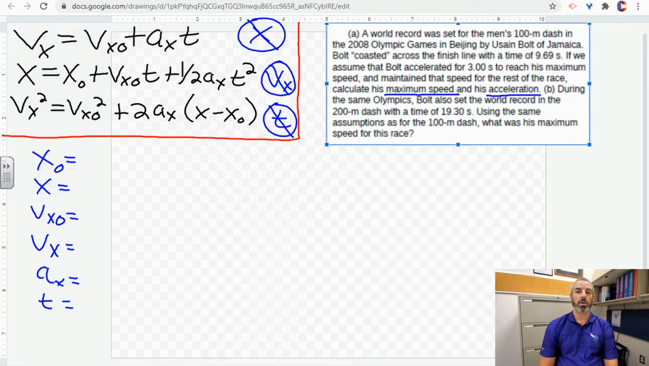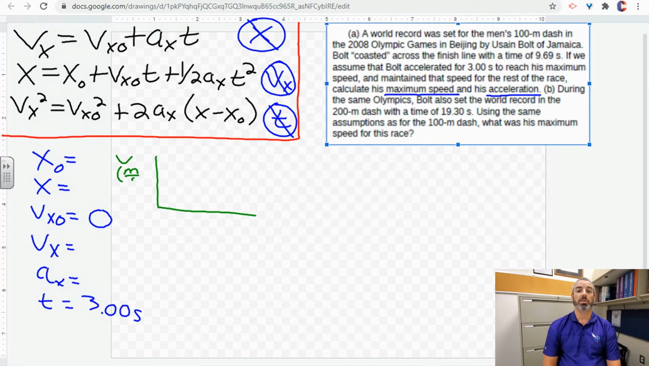So we can see here that we're looking for the maximum speed and the acceleration of Usain Bolt when he began the race and accelerated for the first 3 seconds of the race. We know that his initial velocity is 0. Now the problem is I have way too many unknowns in my kinematics, so I can't use my kinematic equations. So what I'm going to do is create a velocity time graph.